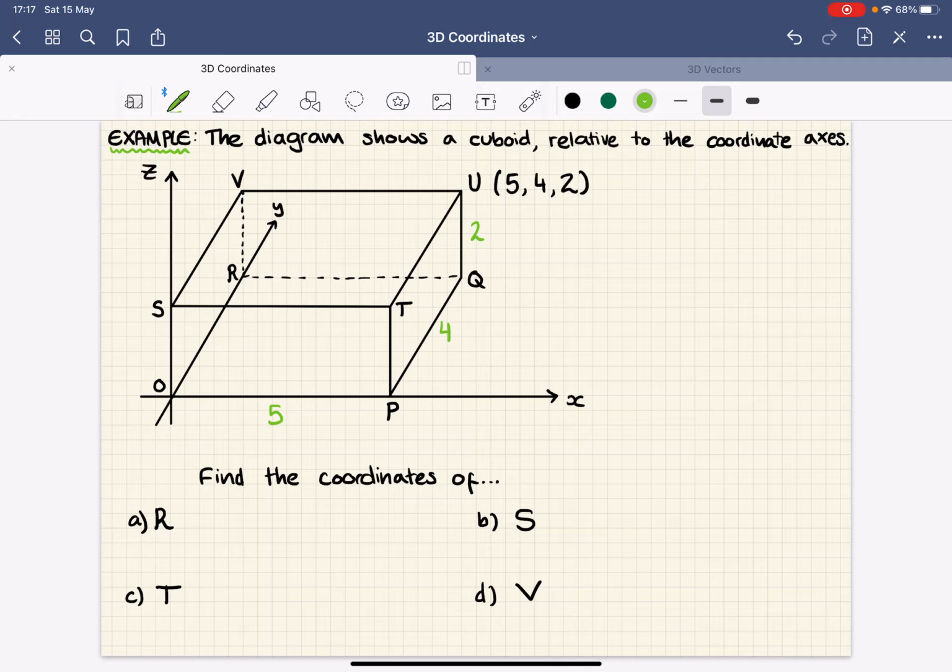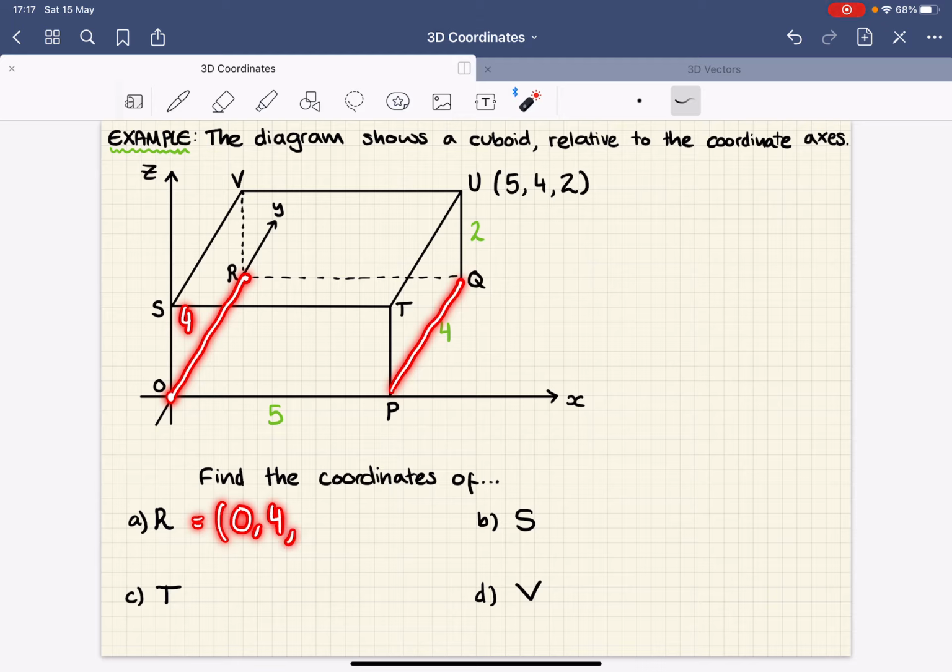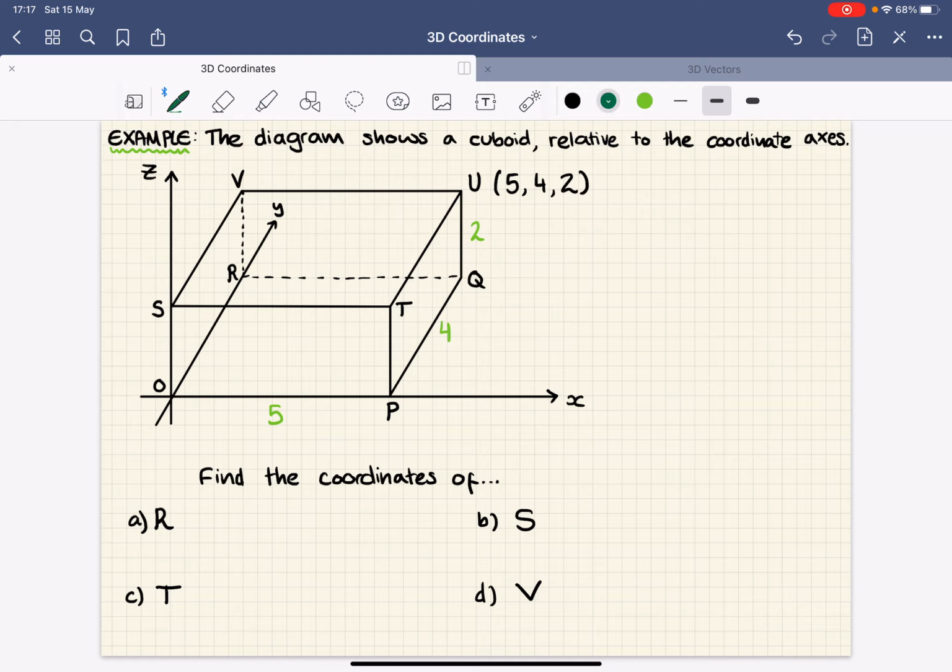So to start off with, I want to find out the coordinates of R. The first thing I think is, do I go across at all? No, I don't go across. So that means my x coordinate is 0. Do I go into the background? Yes, I do. And remember, that background distance is going to be the same as over here, which is a distance of 4. So that's going to be 4. And then I ask, do I go up? No, I don't go up, so that would just still be a 0. So my answer is going to be 0, 4, 0 for those coordinates.